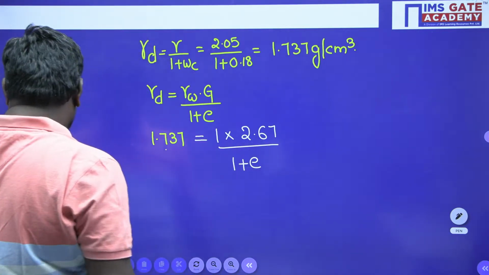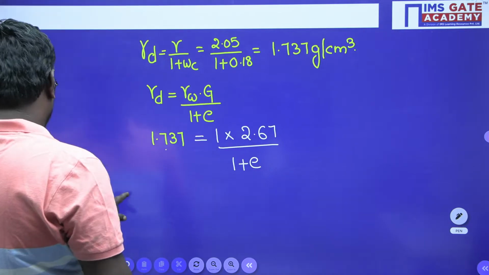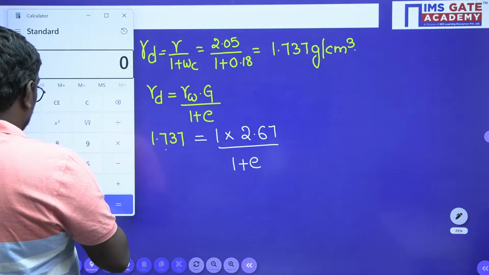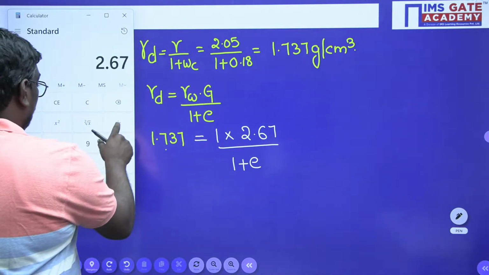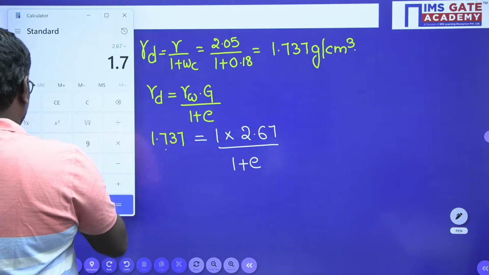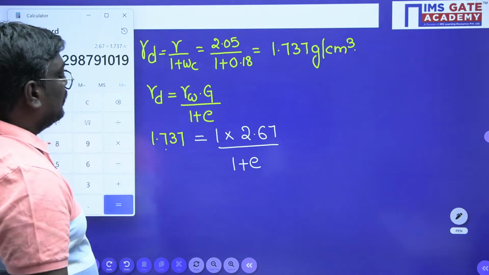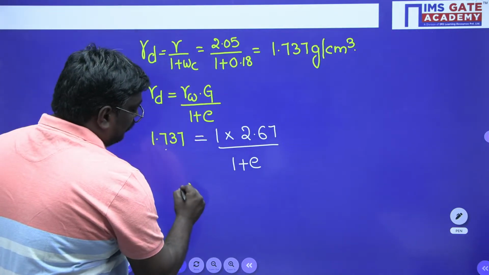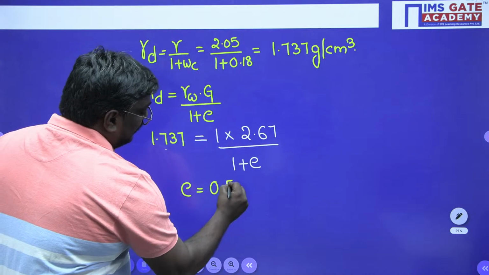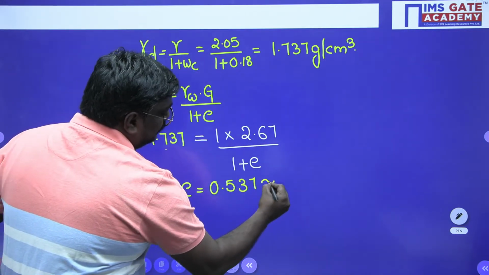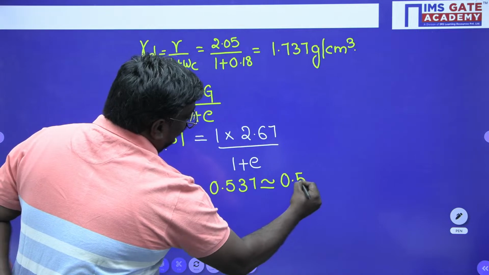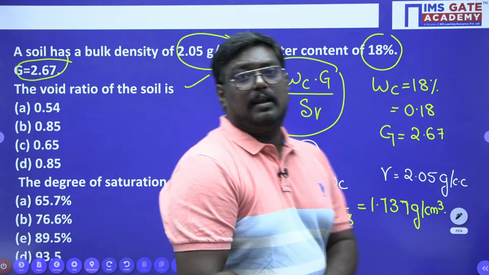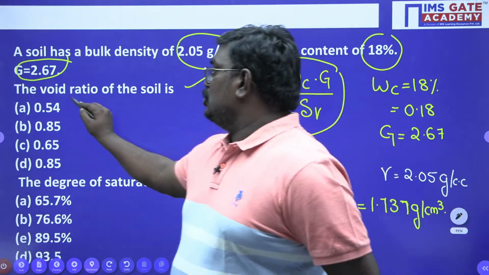Okay. If I see the calculator here, again the same thing: 2.67 divided by 1.537. If you solve this, you will get a value of e equal to 0.537, which is approximately equal to 0.54. So here, if you see the first one, how do you calculate the void ratio? It is calculated as 0.54.